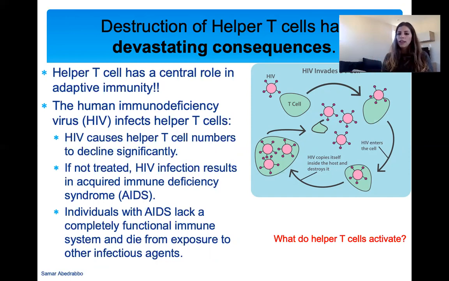So people with HIV infections basically lose their adaptive immunity over time, and they develop acquired immune deficiency syndrome, which is AIDS, and so they lack a functioning immune system. And I want everyone to know that helper T cells activate all of adaptive immunity. They activate B cells and they activate T cells, so in humoral immunity and cellular immunity.